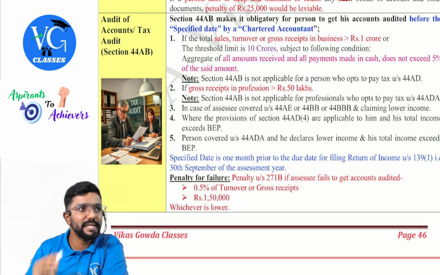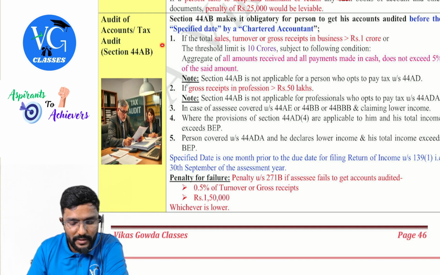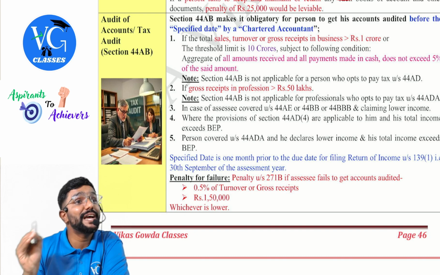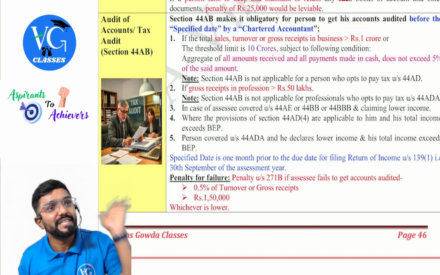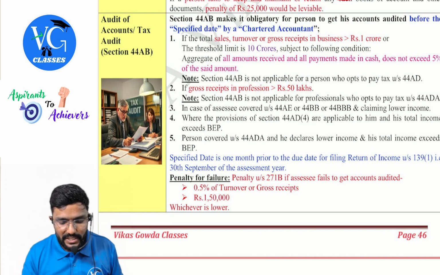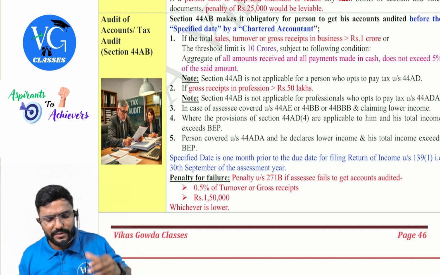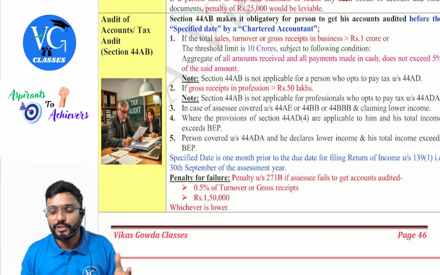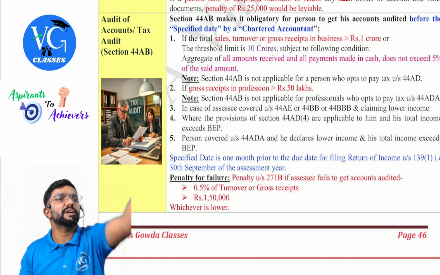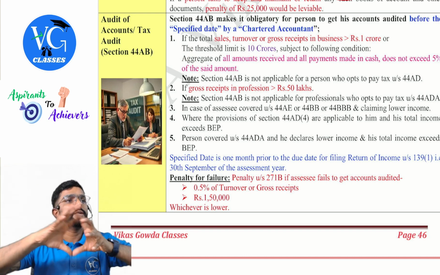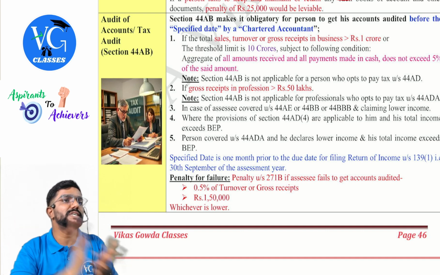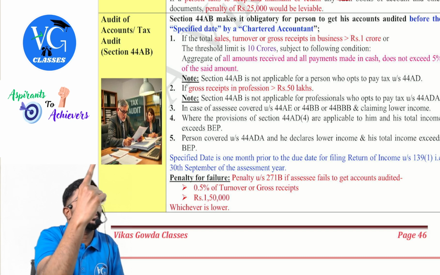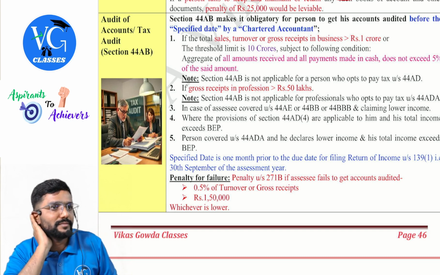When audit is applicable, as per 44AB, if total sales, turnover or gross receipts in business is more than 1 crore, but the 1 crore limit is extended to 10 crore subject to a condition. What is that condition? Aggregate of all amounts received and all payments made in cash should not exceed 5%. That is, your receipts and payments both, maximum can be 5% in cash. If it is crossing 5%, then what is the turnover applicable for you? 1 crore. If you cross it, audit is applicable.